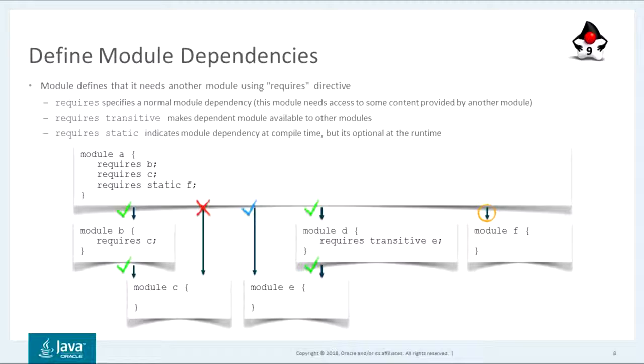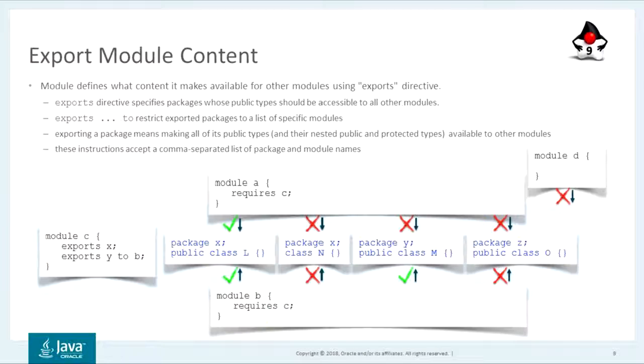There's also one more permutation of the requires word, and it's requires static. Requires static indicates that a module dependency will be considered important at compile time, but optional at runtime. So it's not necessarily needed at runtime, but when you compile module A, you want to make sure that you reference module F, for example. That's the requires static idea.